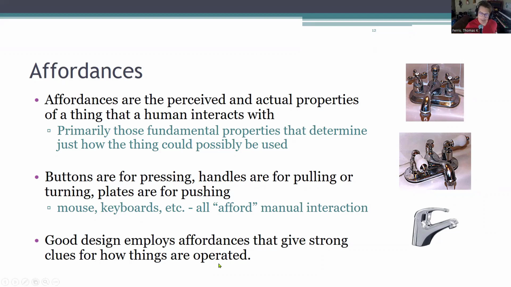And when those match my expectations, that's a sign of a good, an intuitive, a usable, high usability design.